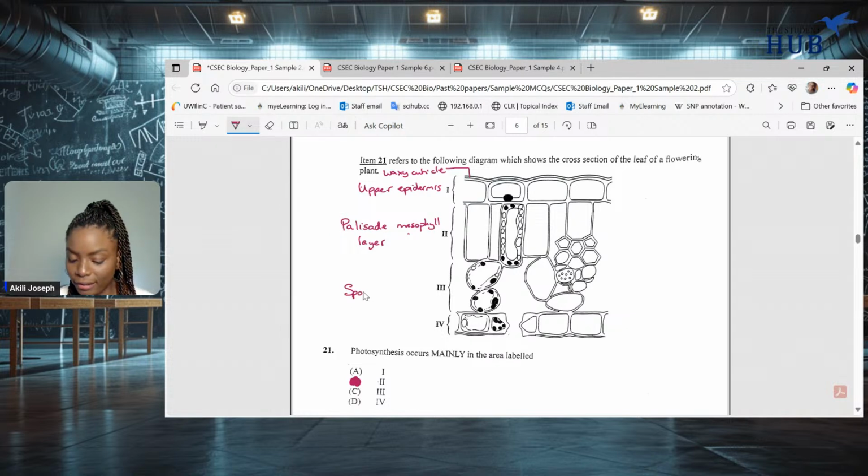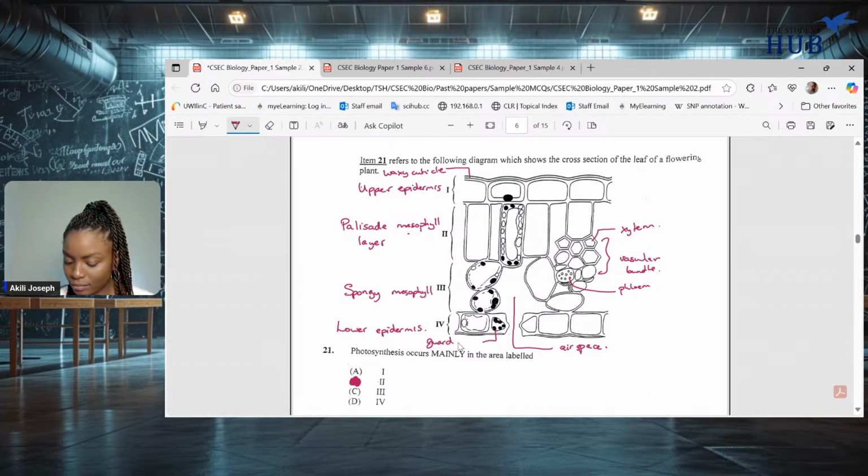The spongy mesophyll layer. And 4 would be your... Four is going to be the lower epidermis, right? You're also seeing your air space over here. You have your vascular bundle here. This is showing you your phloem, your xylem. You have your guard cell and the stoma, obviously, right?